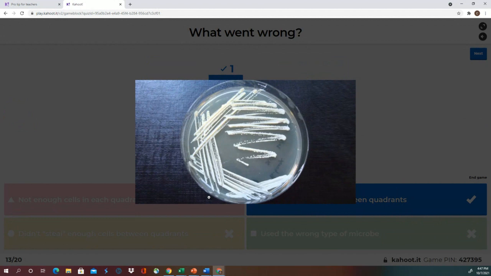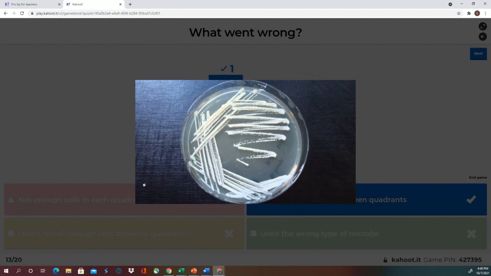So we're depositing single cells in that fourth quadrant. If you don't flame in between quadrants, then you're just constantly putting lots and lots of cells in a very small space. The other potential thing that happened is after flaming their loop each time, they dipped their loop back into the broth, in which case they're putting thousands and thousands of cells back onto their loop when they streak that new quadrant, okay?